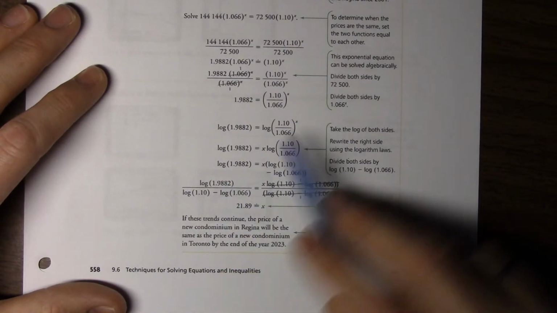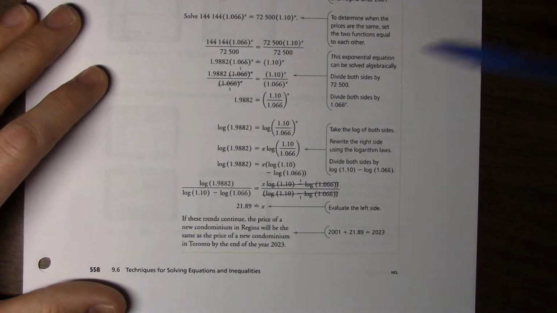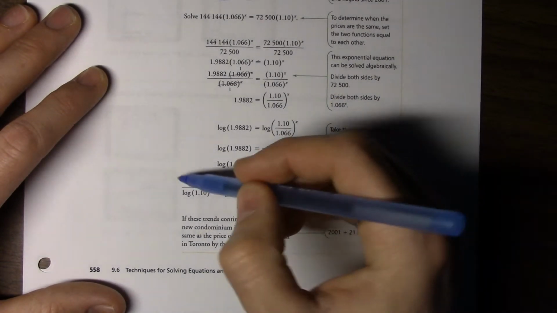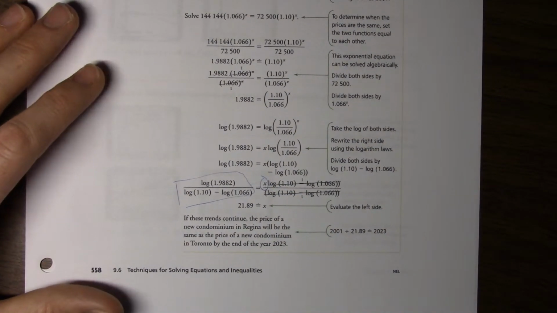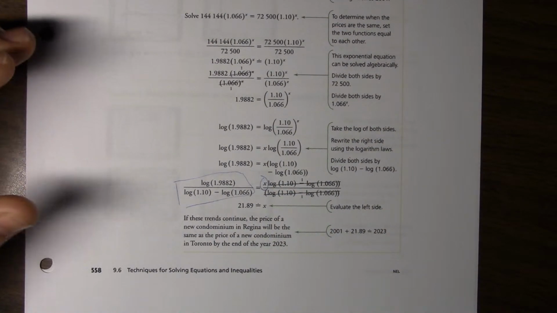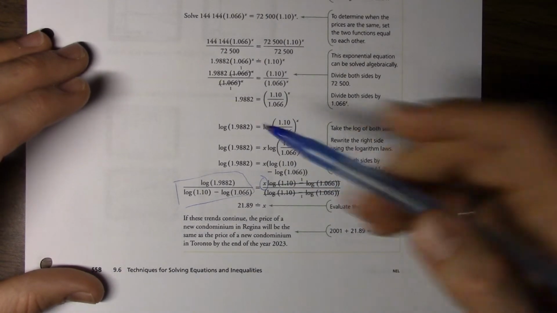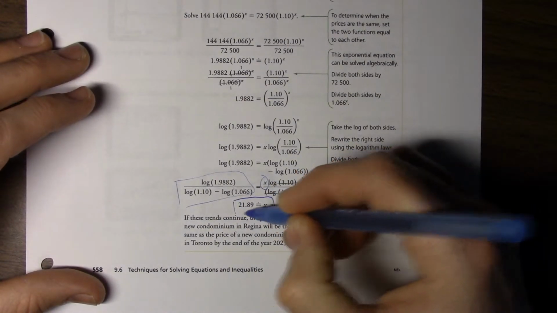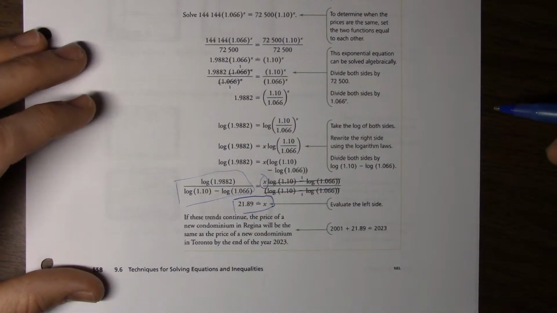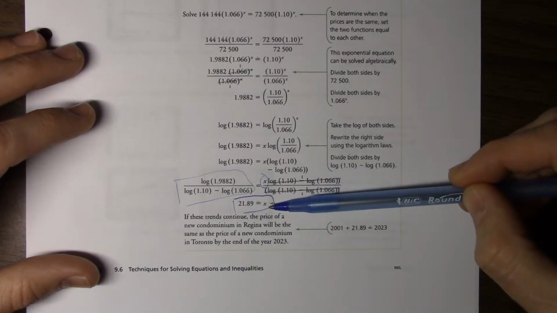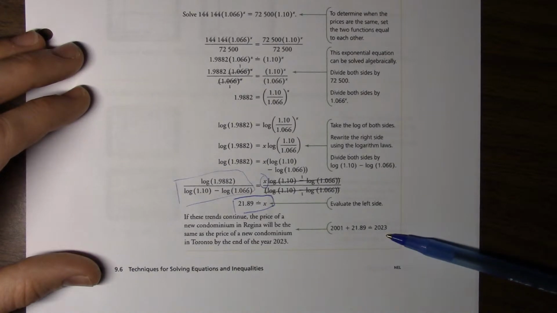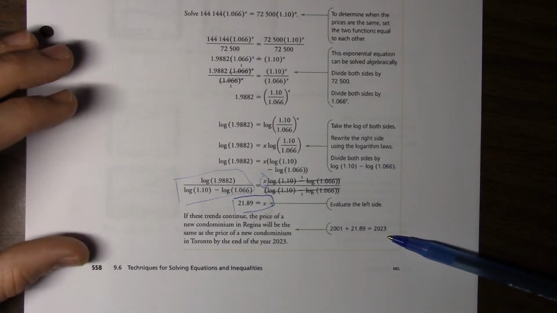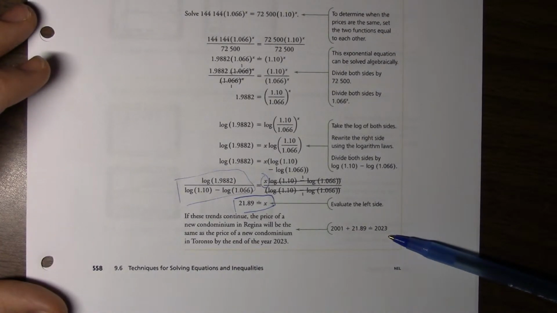Okay, and then we rearrange, and log of any number is just a constant, so we rearrange and put all of our logarithms on one side, our x variable on the other, and we just use a simple scientific calculator. We can solve for the logarithms, and we find that x is approximately 21.89. Now remember, that is the time from 2001, so we would have to add that value to 2001 to get the year. Any questions there? Okay.